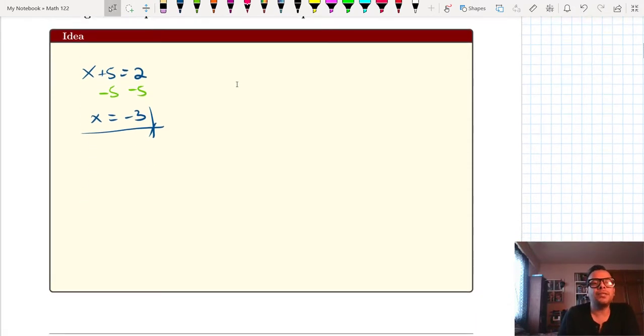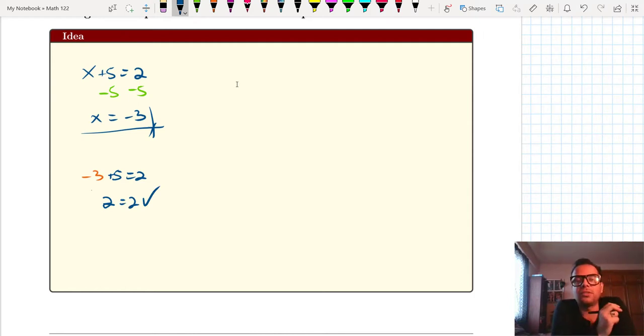Okay, how do we know? Well, plug it back in. -3 plus 5 equals 2, which equals 2. So that's how we know that is the solution to the equation. Okay, now let's make a distinction between that and a differential equation.